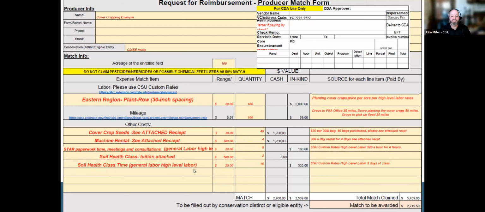And then their soil health class time. So they charged time too for the time they were in there. It was 16 hours of time at $20 an hour, which came to $320. So you can see down here at the bottom, the total match to be claimed, and all this is added up, was $5,439. They get a 1-to-1 reimbursement. So we're basically reimbursing 50% of that. So the match to be awarded to this producer after this submittal would be $2,719.50. So that's what they would get back.